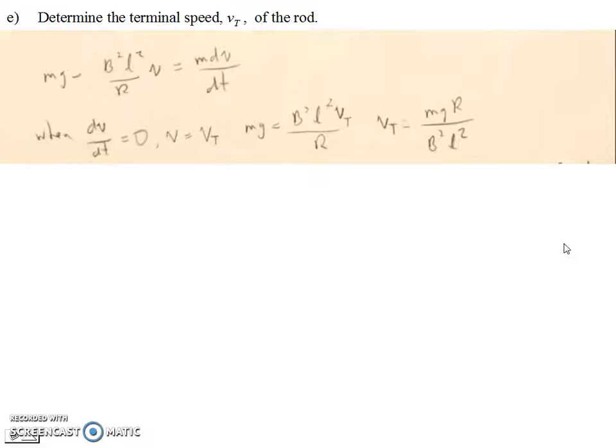Okay, so now we're finally ready to do the last part, which really would have been like the first part if I just gave you this problem, which is just to solve for an equation for speed.